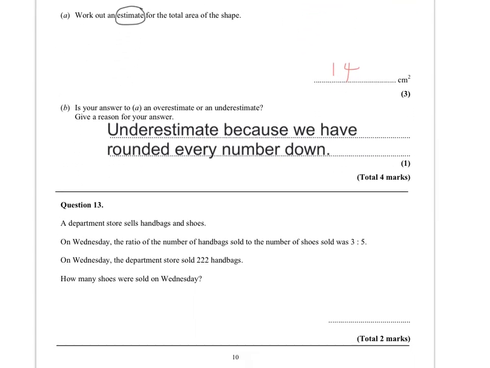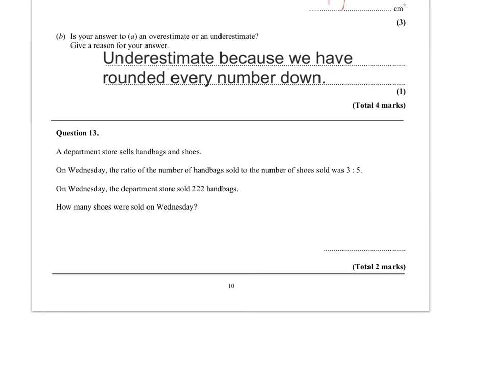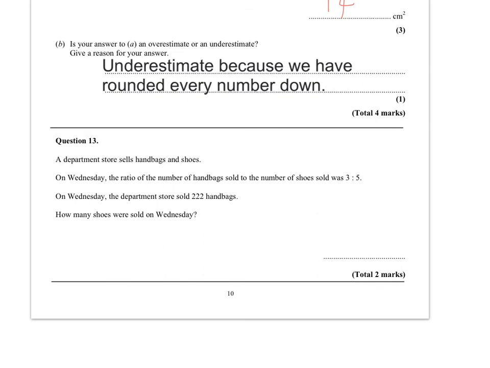Okay, moving on to question 13. It says, a department store sells handbags and shoes. On Wednesday, the ratio of the number of handbags sold to the number of shoes sold was 3 to 5. On Wednesday, the department store sold 222 handbags. How many shoes were sold on Wednesday? Well, the ratio of handbags to shoes, so we have handbags and we have shoes, and 3 parts are handbags, so I'm going to draw 3 boxes, and 5 parts shoes.